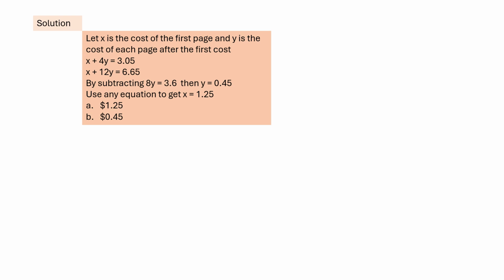If you want to get the answer B, it asks about the price of 3 pages. So you will write the price of the first page, 1.25, plus 2 times y, which is 0.45. You will get 0.25.